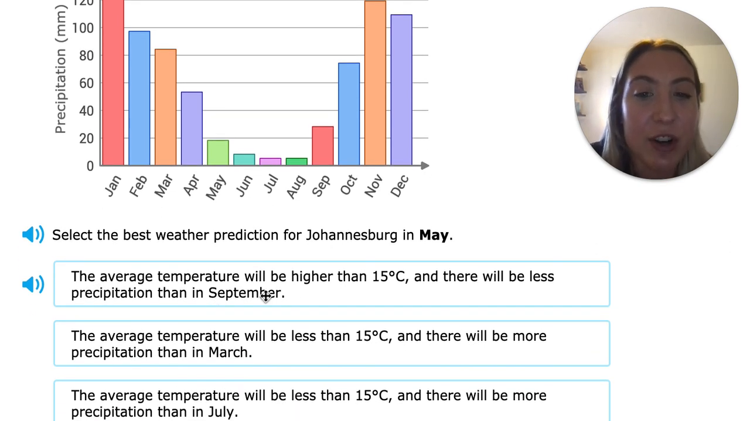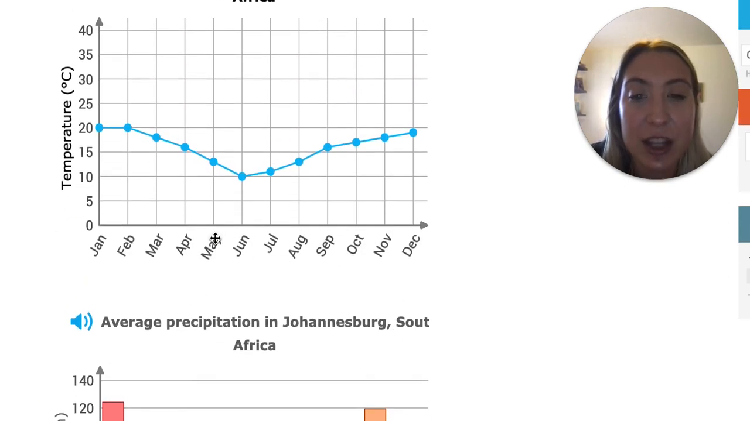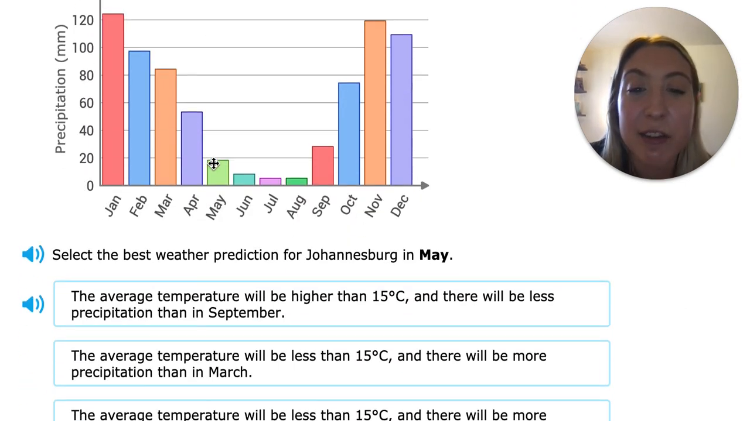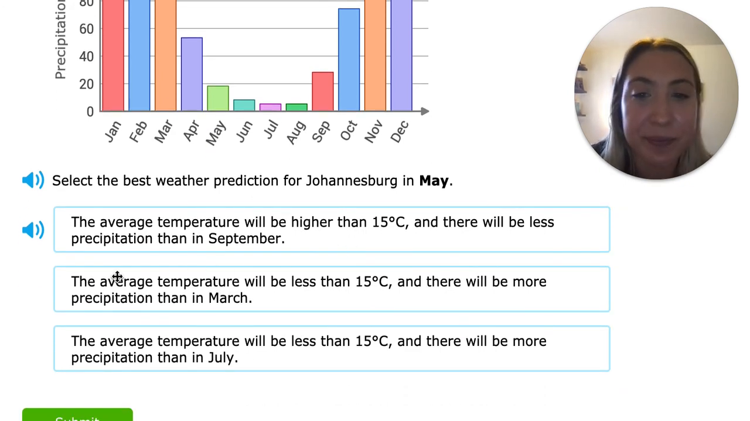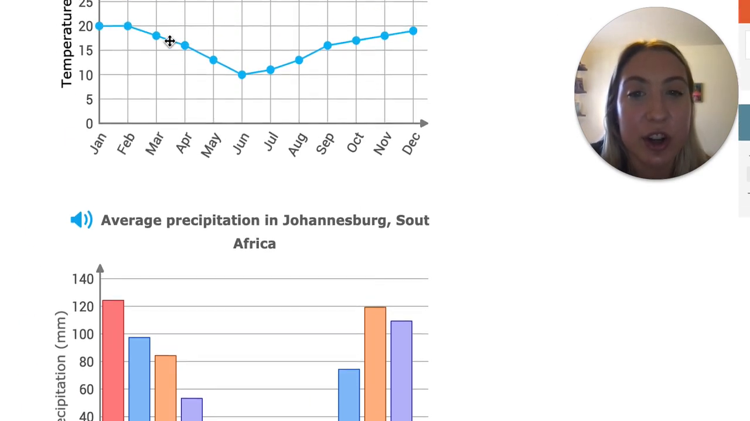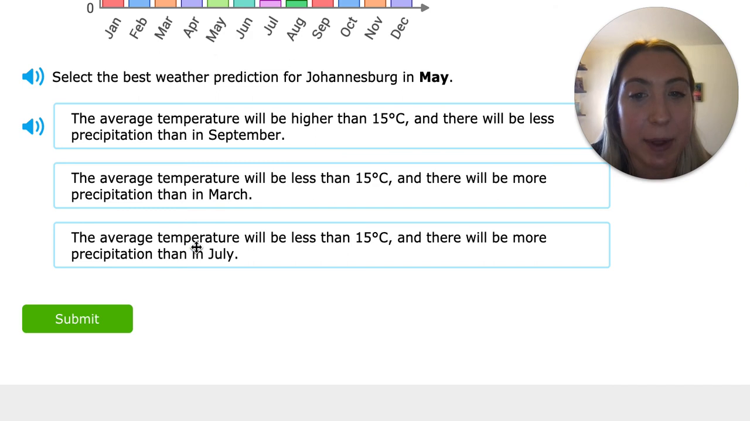So let's look. The average temperature will be higher than 15 degrees Celsius. So let's look back here. This is May. No, it's usually below 15 degrees. Here's 15. May is below. So that's not a very accurate one. It's not going to be higher. The average temperature will be less than 15 degrees Celsius. Well, when we just looked, it usually is less than 15 degrees Celsius because it's below the 15 line. So that would be an accurate statement. So we can already take out the top one, but these two both say will be less than 15 degrees Celsius. So that is an accurate statement.